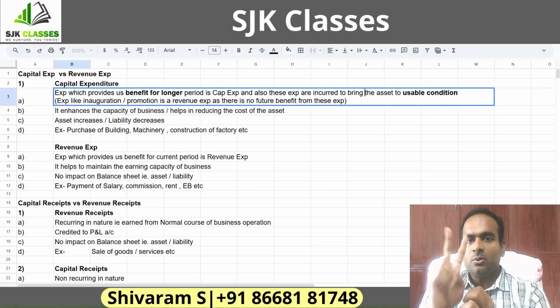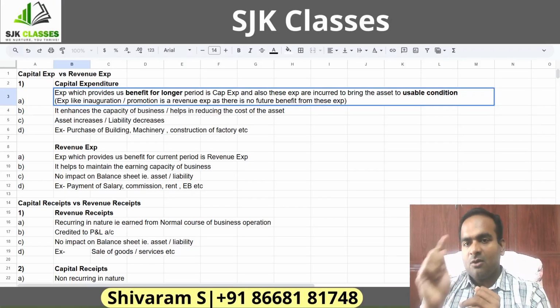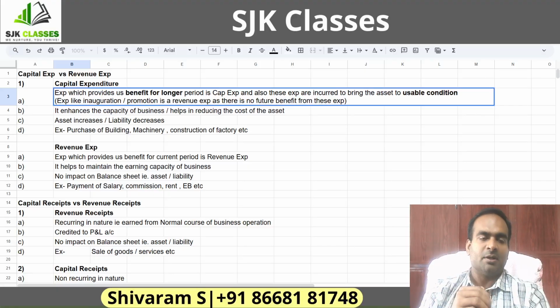So, the two key conditions which have to be satisfied for classifying it as a capital expenditure are: one condition is it will give us benefit for a longer period. The other condition is it will help us to bring the asset to usable condition. So if any of these two conditions are fulfilled, we'll be calling that expenditure a capital expenditure.